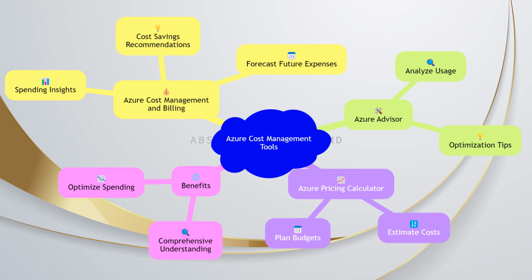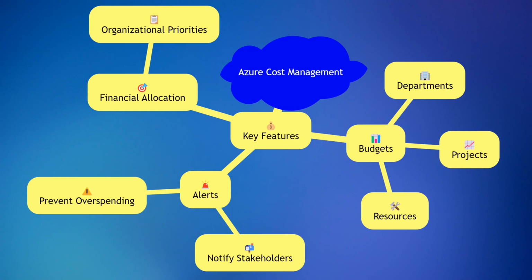optimize their spending. One of the key features of Azure Cost Management is the ability to set up budgets. Budgets allow organizations to define spending limits for different departments, projects, or resources. When spending approaches or exceeds these limits, alerts can be triggered to notify stakeholders. This helps in preventing overspending and ensures that financial resources are allocated according to organizational priorities.